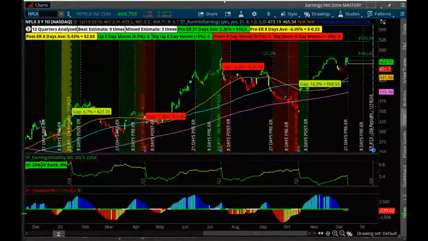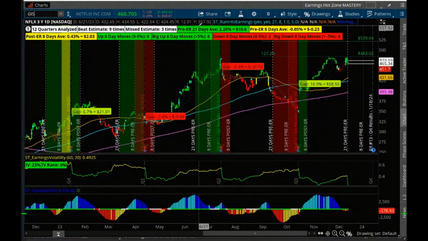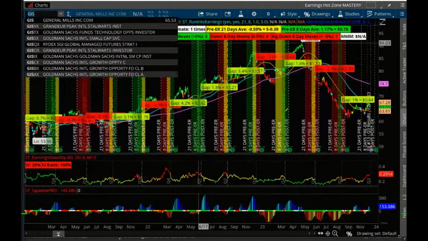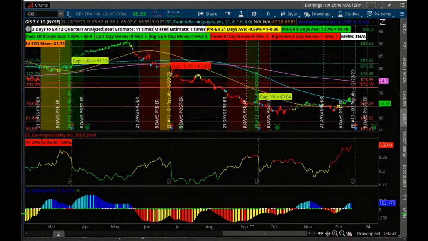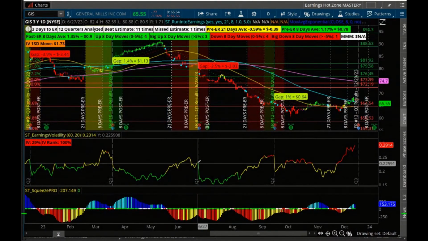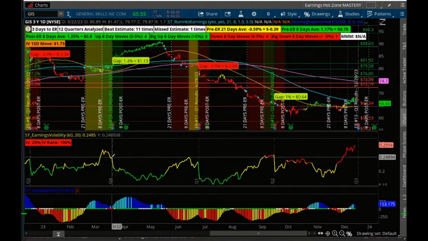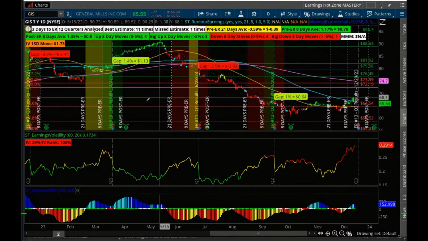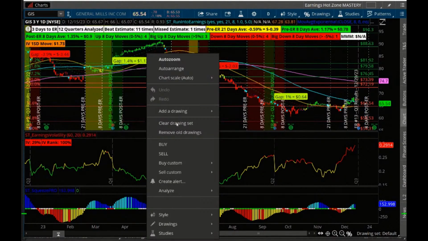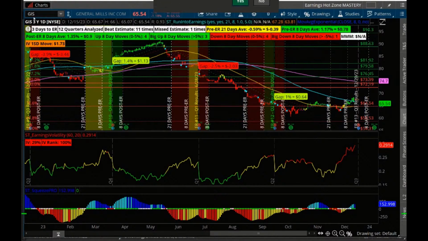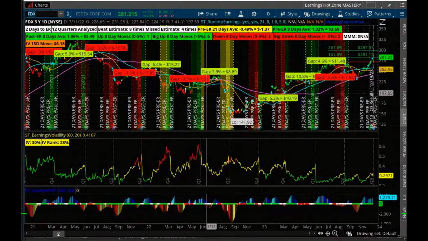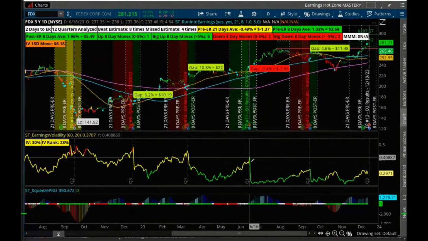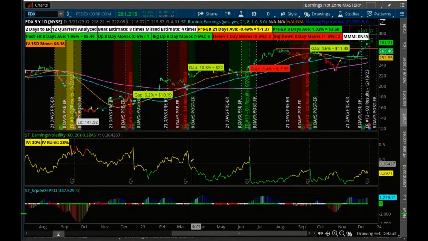So if you're looking at General Mills and then you're comparing that to Micron, you can see. I have this tool on my earnings hot zone where it shows me how much the implied volatility goes down after earnings. So General Mills actually has quite a good IV crush. Kind of surprised by that. Let's look at FedEx. So FedEx also has pretty big IV crush.